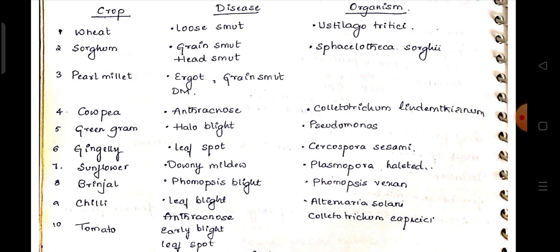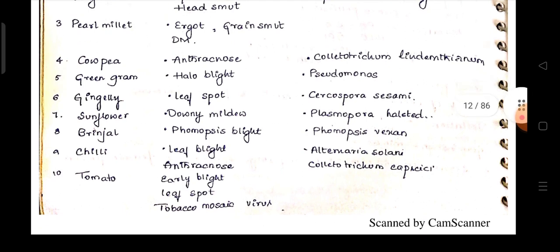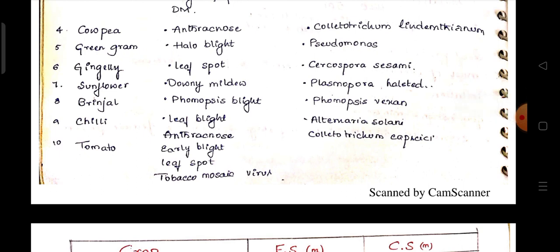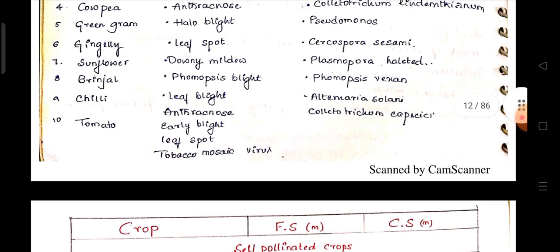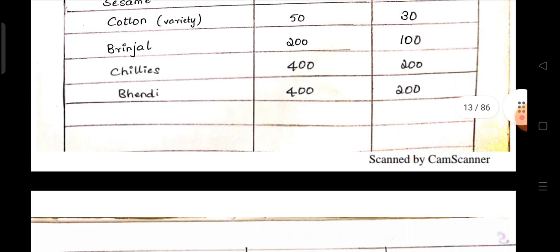In case of gingerly or sesamum, leaf spot by Cercospora sesami; sunflower, downy mildew by Plasmopara halstedii; then in brinjal, Phomopsis blight by Phomopsis vexans; in chili, leaf blight by Alternaria solani and anthracnose by Colletotrichum capsici. In tomato, early blight, leaf spot and tobacco mosaic virus are the designated diseases.